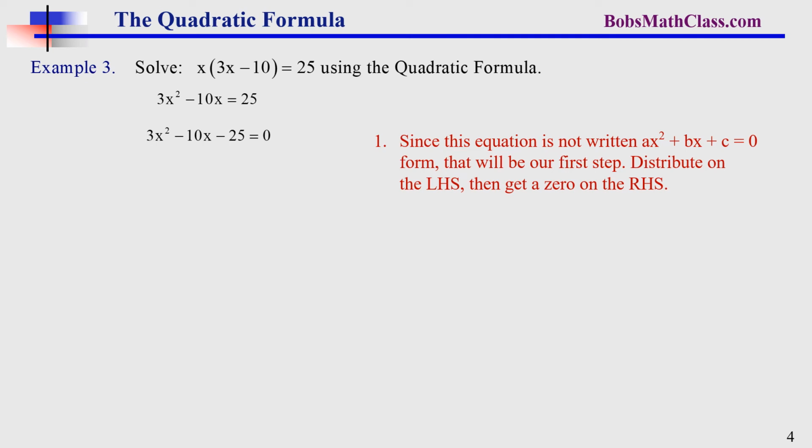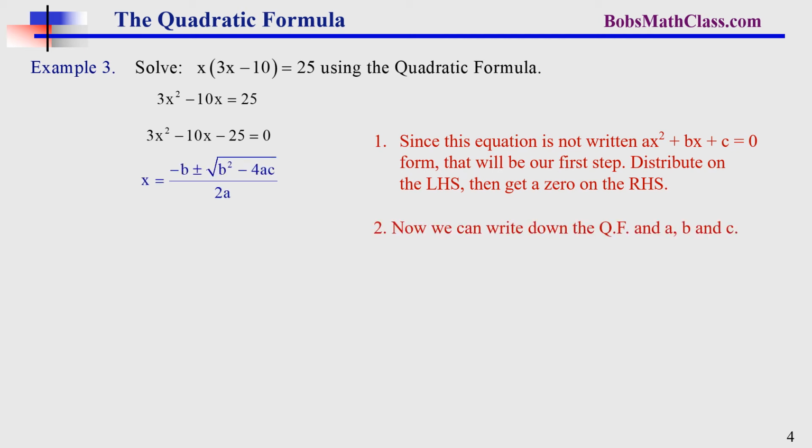Now we can write down our quadratic formula, the a, b, and c. So here's our quadratic formula. A is 3, b is negative 10, and c is negative 25. So we're going to substitute into the formula, and then we're going to simplify it. Okay, so replace the a with 3, the b with negative 10.